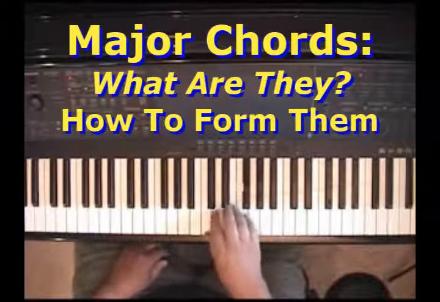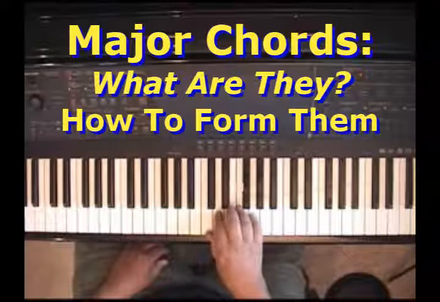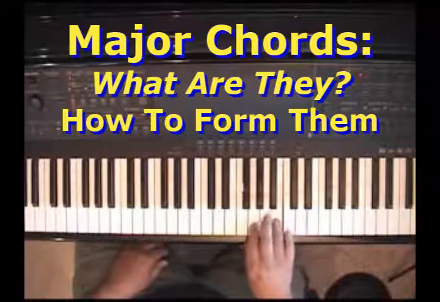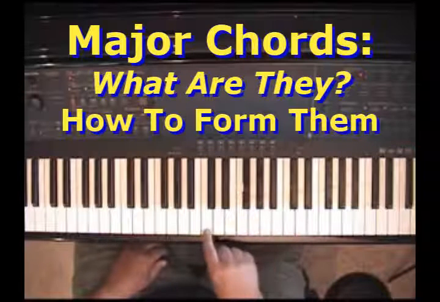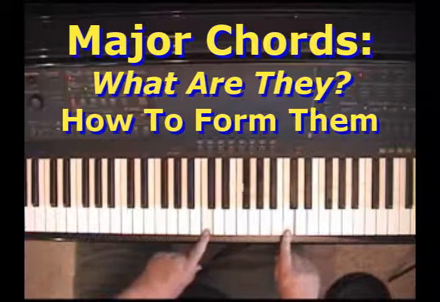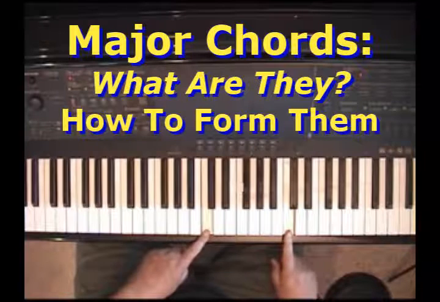So there's 12 different major chords because there's 12 roots on which we can build a chord. 1, 2, 3, 4, 5, 6, 7, 8, 9, 10, 11, 12. This is a duplication of that, of course. It's an octave higher. It's the same pitch, but an octave higher. Twice the vibration, in other words.